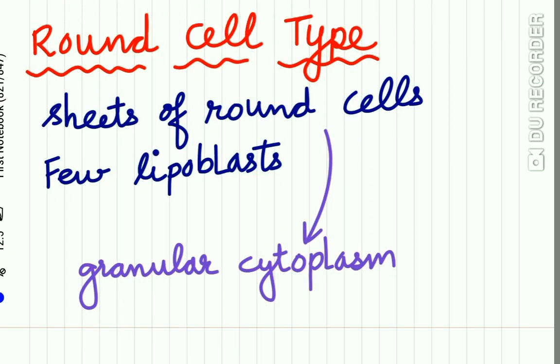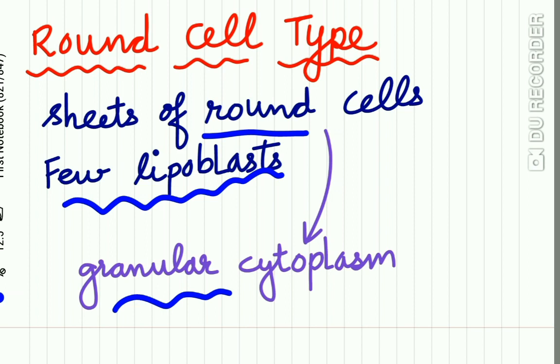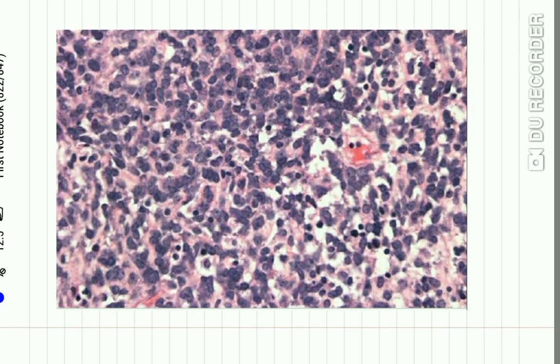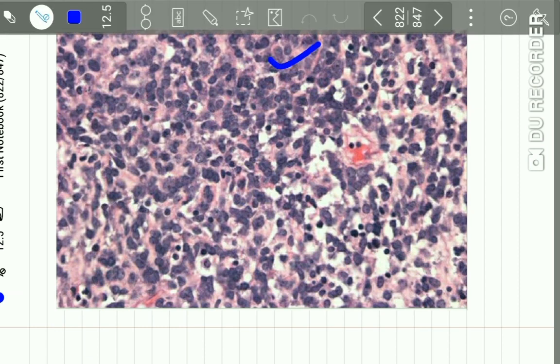The round cell type of liposarcoma contains sheets of round cells, and in between these sheets of round cells are interspersed a few lipoblast cells. These round cells have a typical vacuolated or granular cytoplasm. So here you can see sheets of round cells seen in round cell liposarcoma.